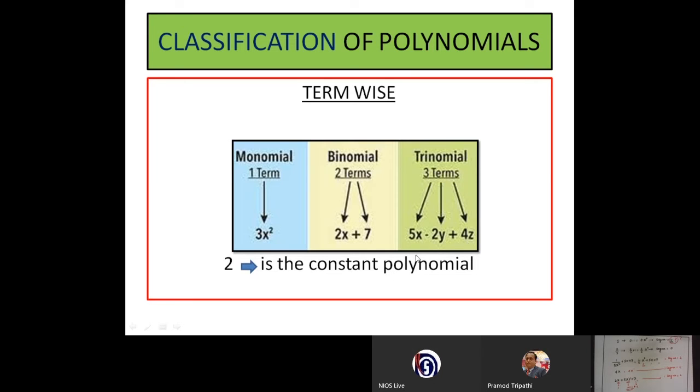So after that, all are polynomials. 2x is also a polynomial, 3x too, but after the classification, they have been classified term wise. If there is only one term, then it is a monomial. If there are two terms, then it is a binomial. If there are three terms, then it is a trinomial. And a number is a constant polynomial. A number is a constant because its value is never changed here. So it is a constant polynomial.